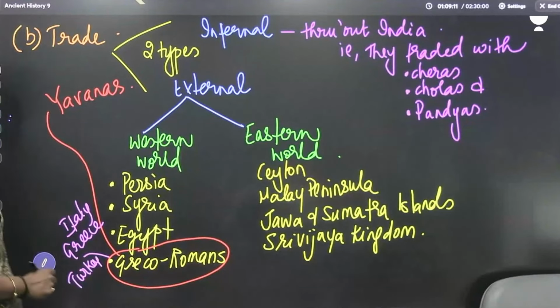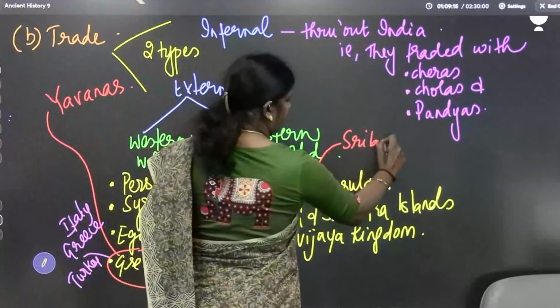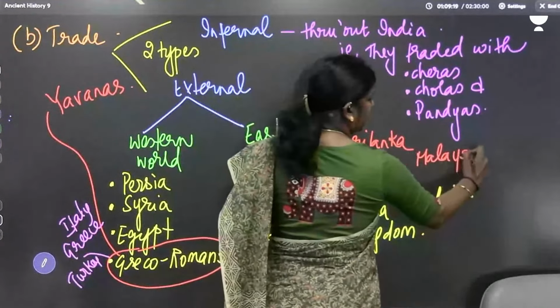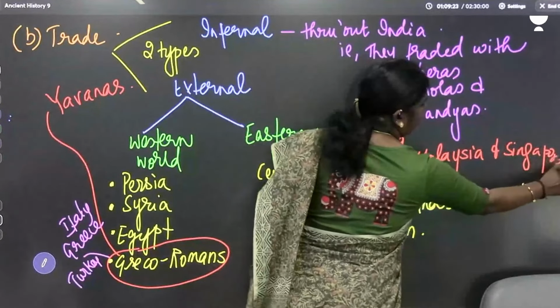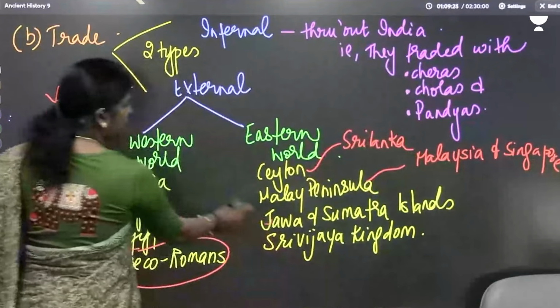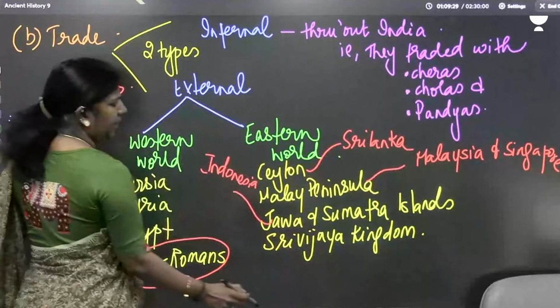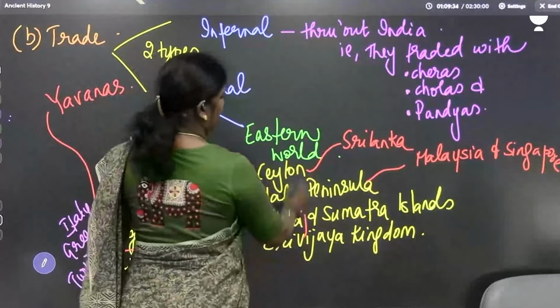So what are the current names for these? Ceylon is today's Sri Lanka. Malay Peninsula is today's Malaysia and Singapore. Malaysia and Singapore together was called the Malay Peninsula. Java and Sumatra Islands are islands of Indonesia. Sri Vijaya Kingdom.